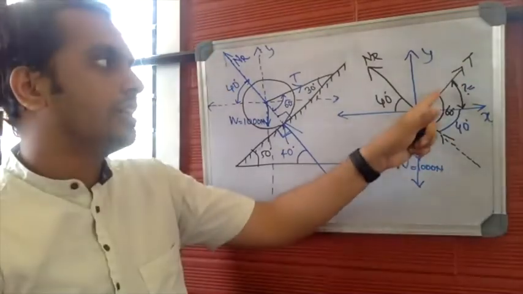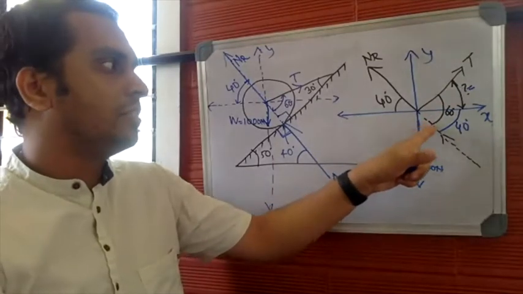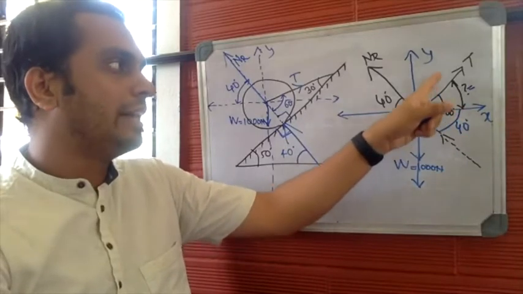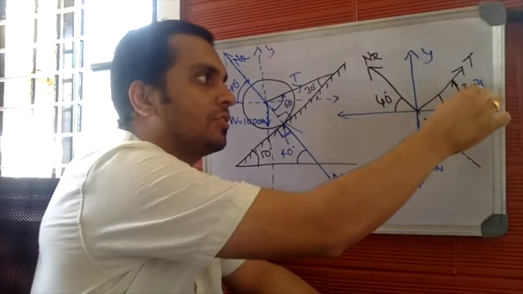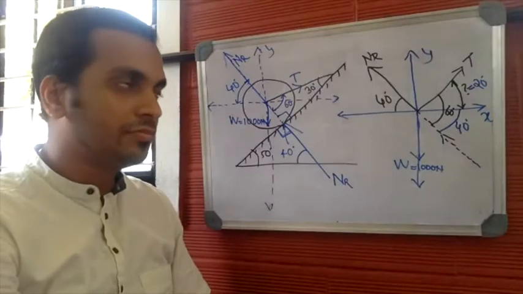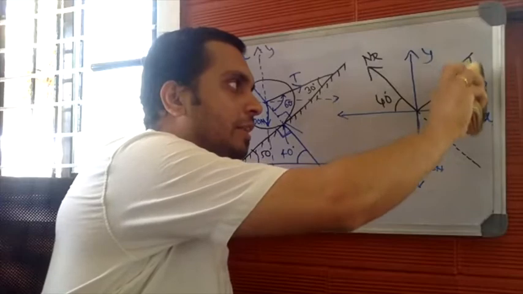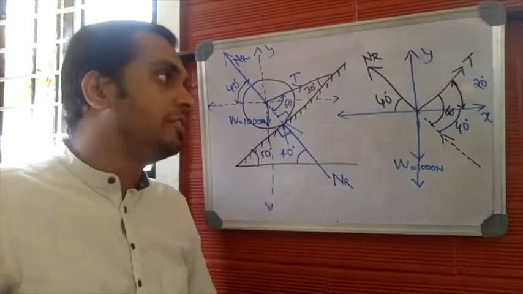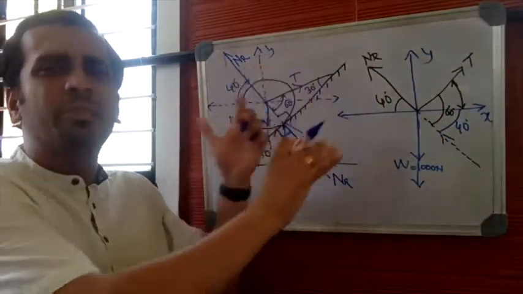60 is the angle made by tension T with respect to the extended line of normal reaction. This extended line of normal reaction makes an angle of 40 with respect to horizontal. So the angle made by tension with respect to horizontal will be 60 minus 40, which is 20 degrees. This is the unknown angle which we need. The angle made by tension T with respect to horizontal is 20, 60 minus 40. Hope this is clear. A very simple calculation of angles.